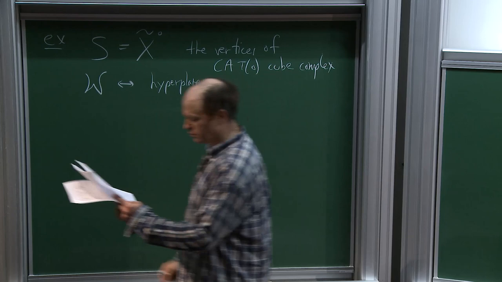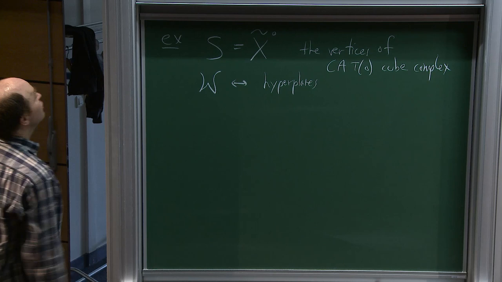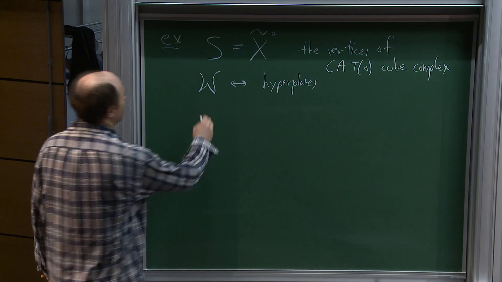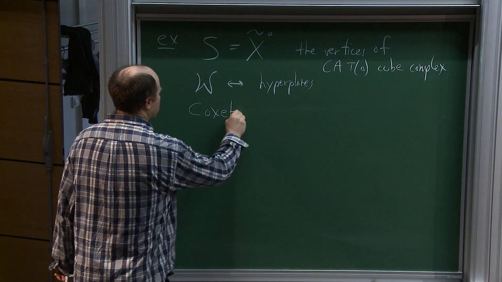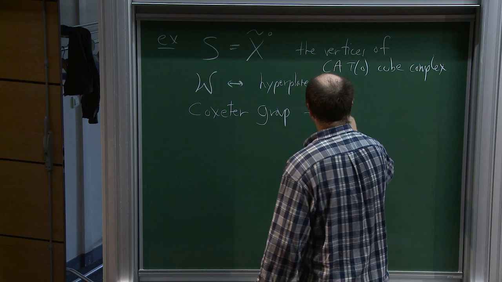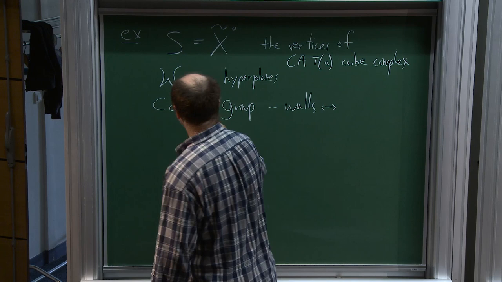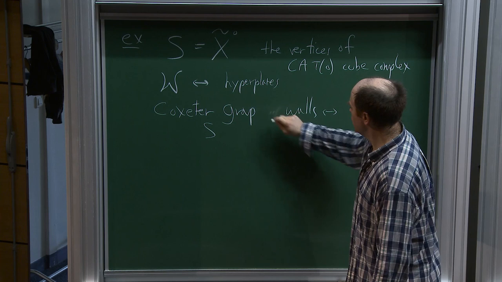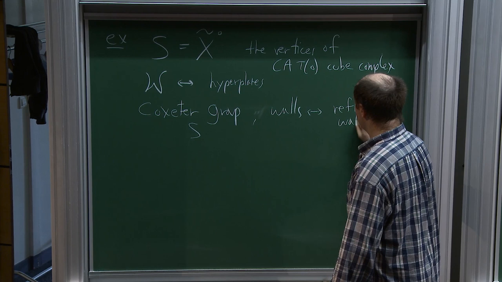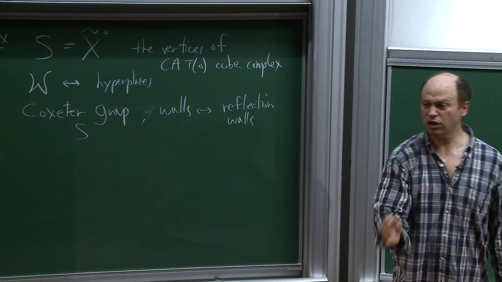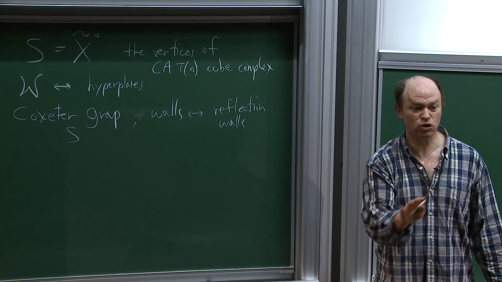I suppose another example that the two Frédérics were motivated by was Coxeter groups or Coxeter complexes, and the walls are associated. So the set S is the Coxeter group, the elements of the Coxeter group. The walls will correspond to the reflection walls. So each reflection, when you have this Coxeter complex, or even if you imagine a Coxeter group acting in one of its usual ways, each reflection gives you a wall. Okay, and so you can cook up a wall space from that.